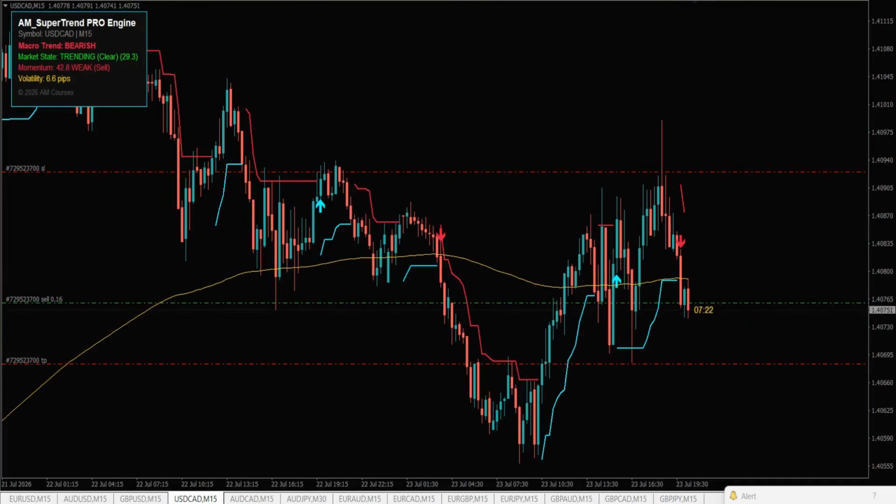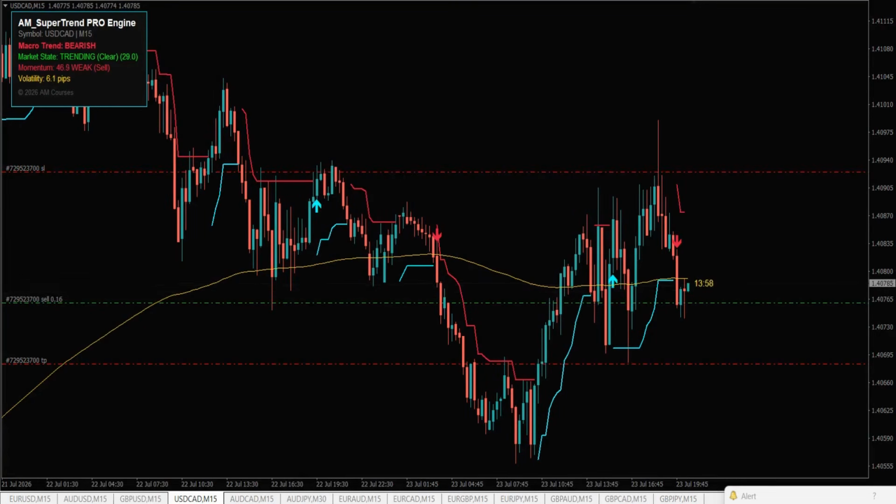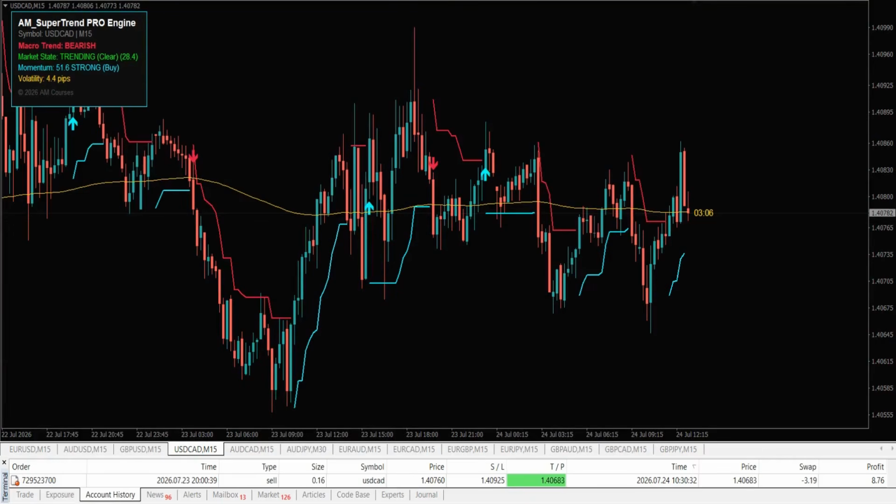And watch the dashboard as this drags on. The momentum reading keeps drifting. At one point, it even flips to the buy side while the macro trend is still bearish. The two are disagreeing with each other. That mixed reading is the market telling you it has no clear intention, and you can see it happening in real time on the screen. A strong setup usually shows you its hand quickly. A weak one leaves you sitting there.